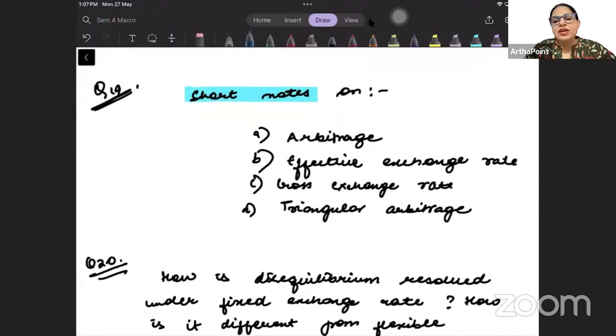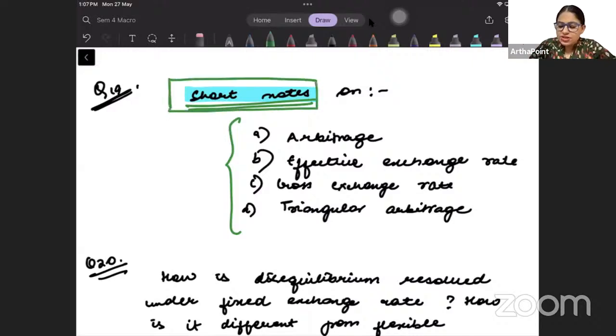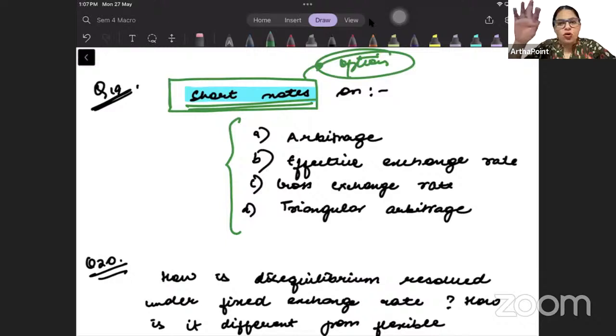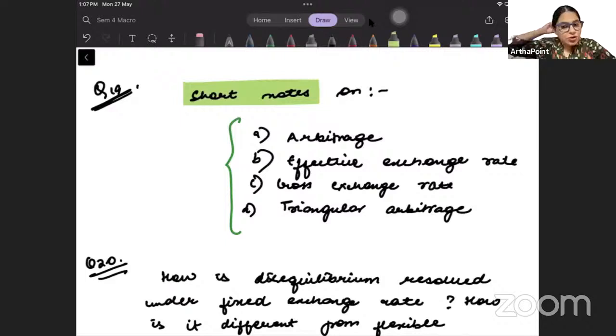Now, one very important aspect of the macroeconomics exam is short notes. Usually the last question of your exam, question number 7, you will always see in the form of short notes. They will give you 3 or 4 short notes and some options. They will say out of the 4, write short notes on 3, or write short notes on 2. So please go ahead and revise. Wherever I have written short note, do revise those short notes as well.